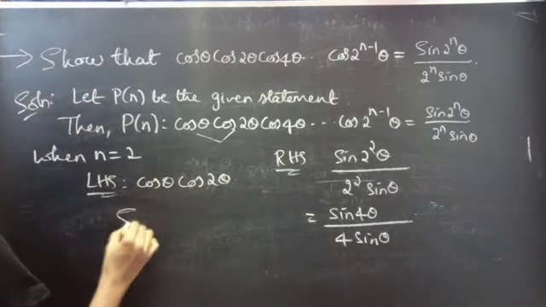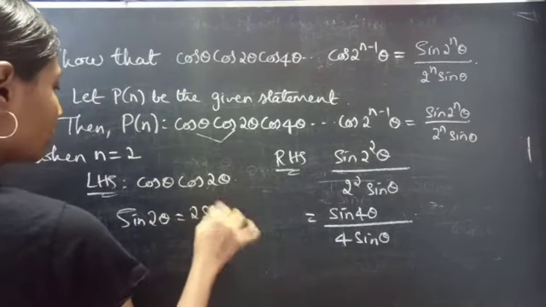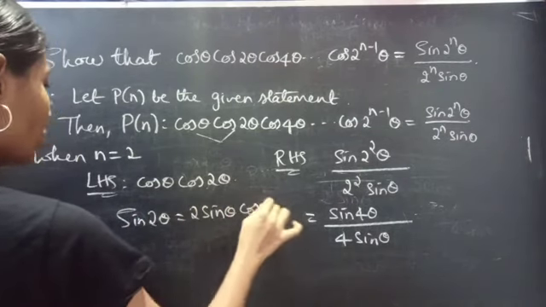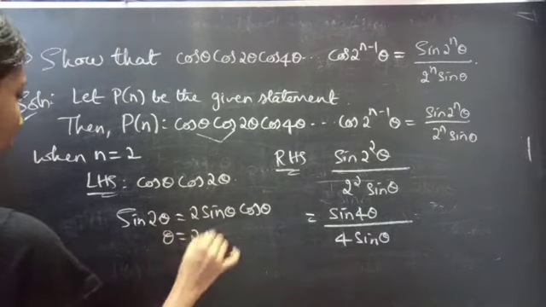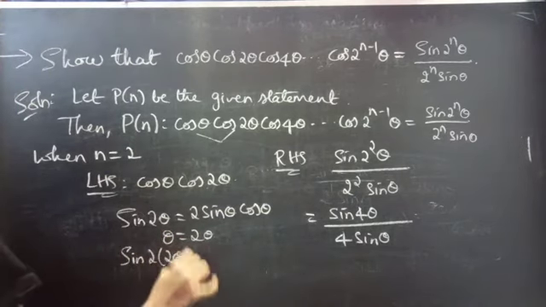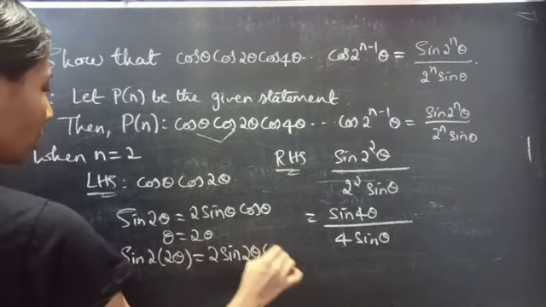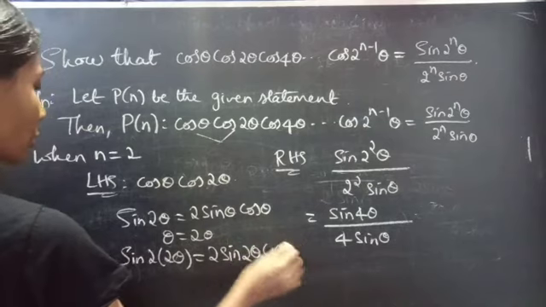Since we know that sin 2 theta equals 2 sin theta into cos theta, if you replace theta by 2 theta, then you get sin 2 times 2 theta equals 2 sin 2 theta into cos 2 theta.